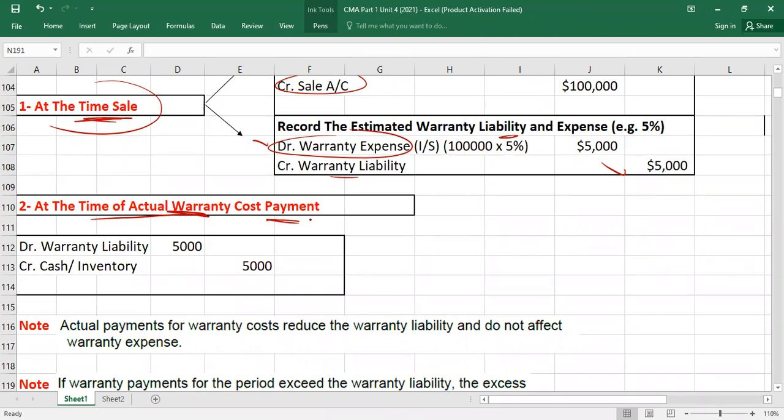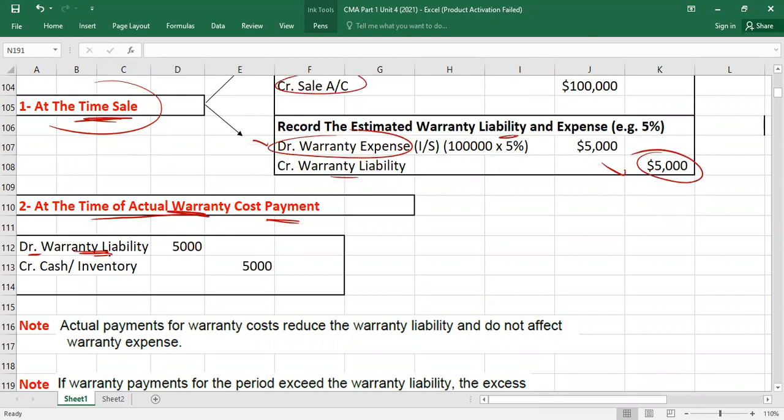Then we will work with the continuation process. For example, for the customer, there are 3 to 4 possibilities. Maybe the customer will come for the repair of the product or to claim the warranty, and at that time maybe you paid. Let's assume the first scenario: your cash payments for the warranty claim are exactly equal to the warranty liability. This is the first scenario.